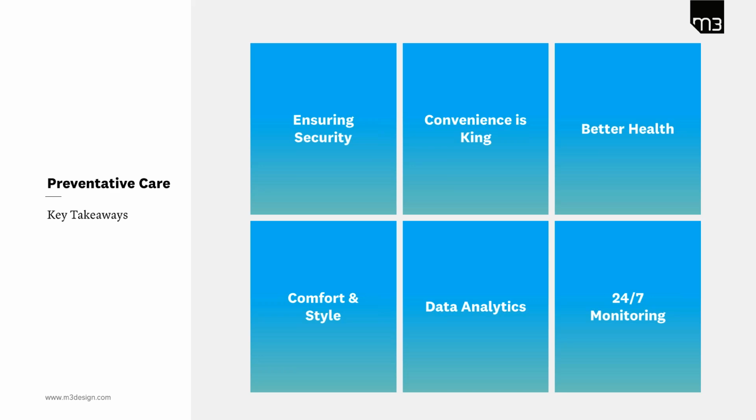All right. In terms of key takeaways, the number one thing is really ensuring security, which is just making sure that the right person is getting the right medication and that things are tamper-proof. Convenience is also king, so it's going to be very important to make sure that these things are easy to use and easy to understand, and that if we're talking about wearables, that they're consolidated into as few steps and parts as possible.